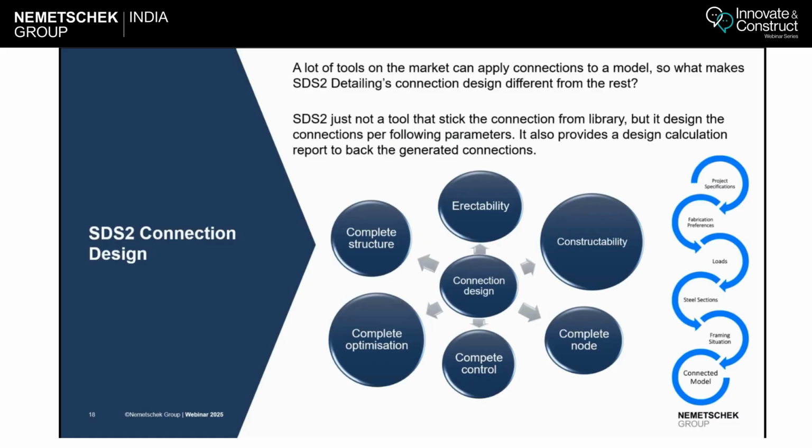So now about the connection design: how does SDS do a connection design? Whenever SDS does a connection design, it considers the project specification, fabricator preference, load, section sizes, framing situation, the region, and then it generates the connection. And whenever it generates a connection, it generates an erectable, constructible connection. The connection is completely optimized, and you can apply the connection to a complete structure. And SDS, when generating a connection, also considers the connection on all the nodes.